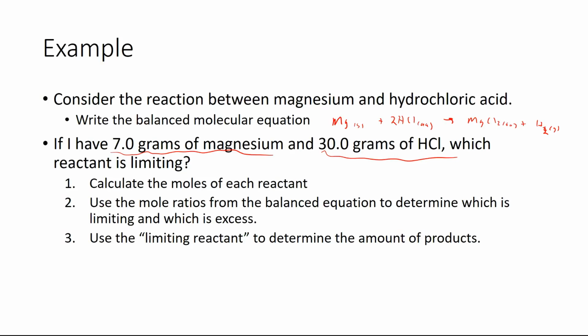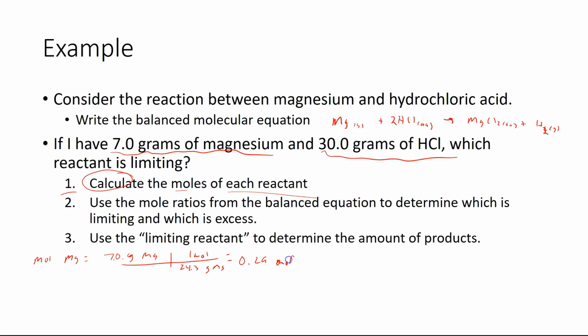The way we'll do that, step 1, is we're going to calculate the moles of each reactant. We've been doing this where we just calculate the moles of one of them. We need to calculate the actual moles of both substances. So my moles of Mg will be equal to 7.0 grams Mg, there's 24.3 grams Mg in 1 mole.